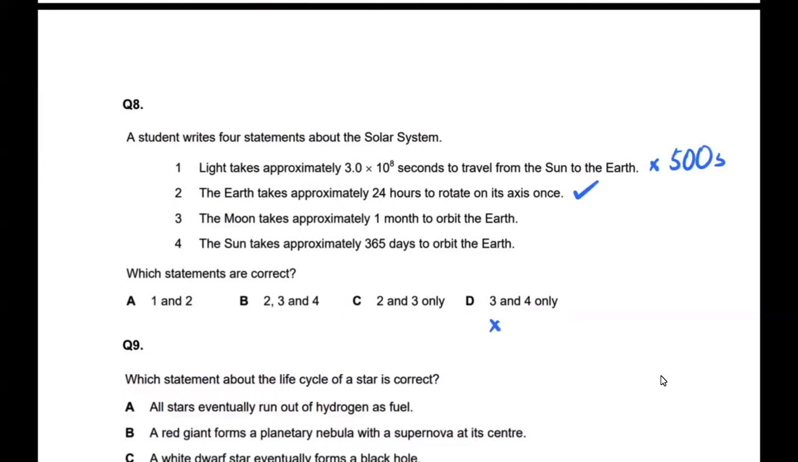Moon takes approximately 1 month to orbit the earth. This is correct. The sun takes approximately 365 days to orbit the earth. It's the other way around. The earth takes 365 days to orbit the sun. So it's 2 and 3. So that's C.